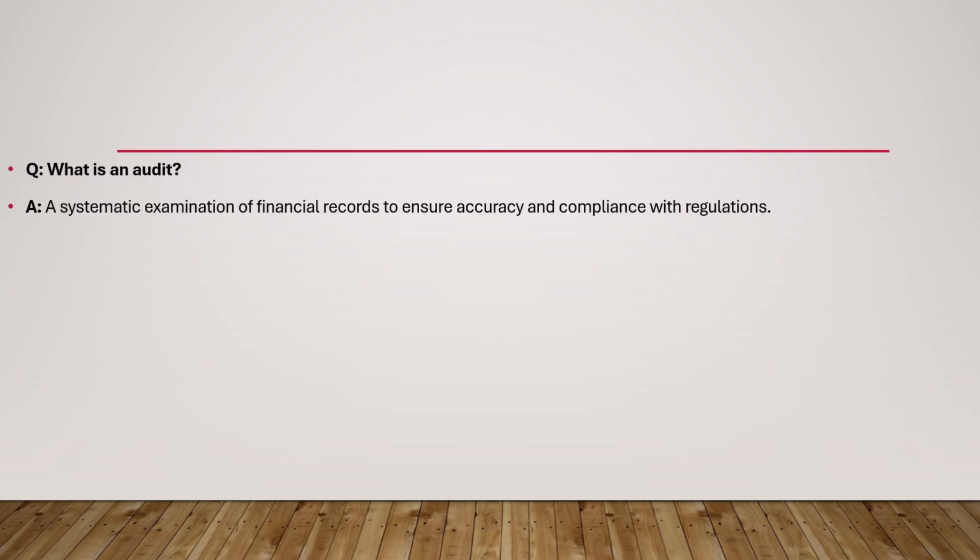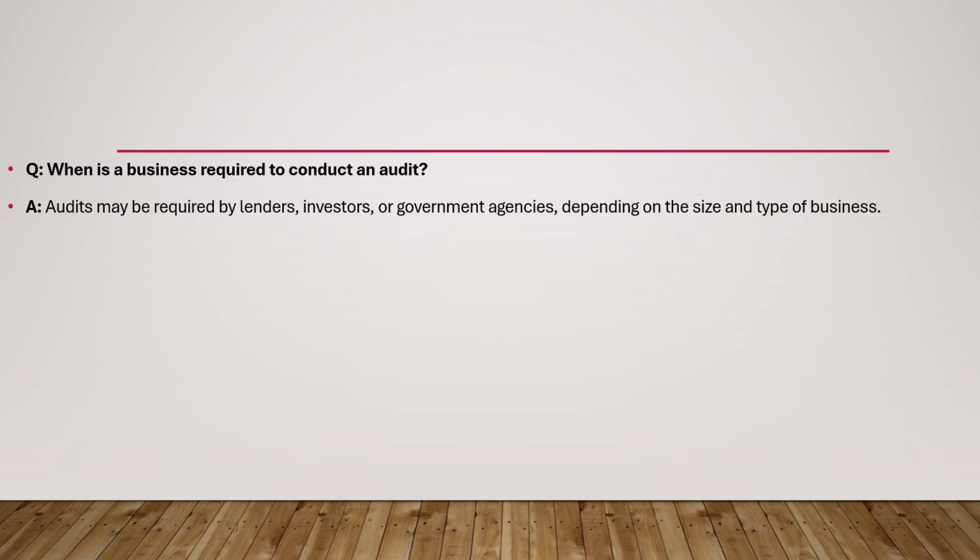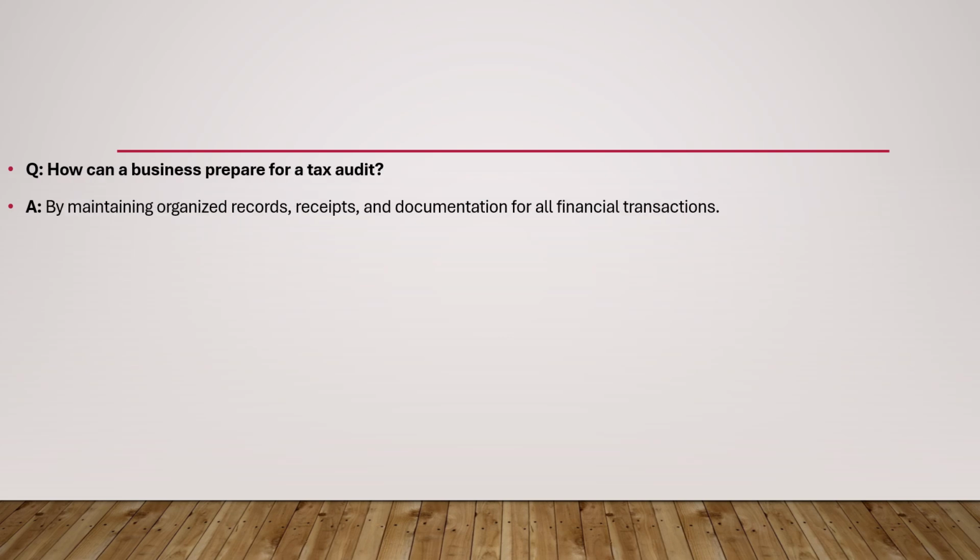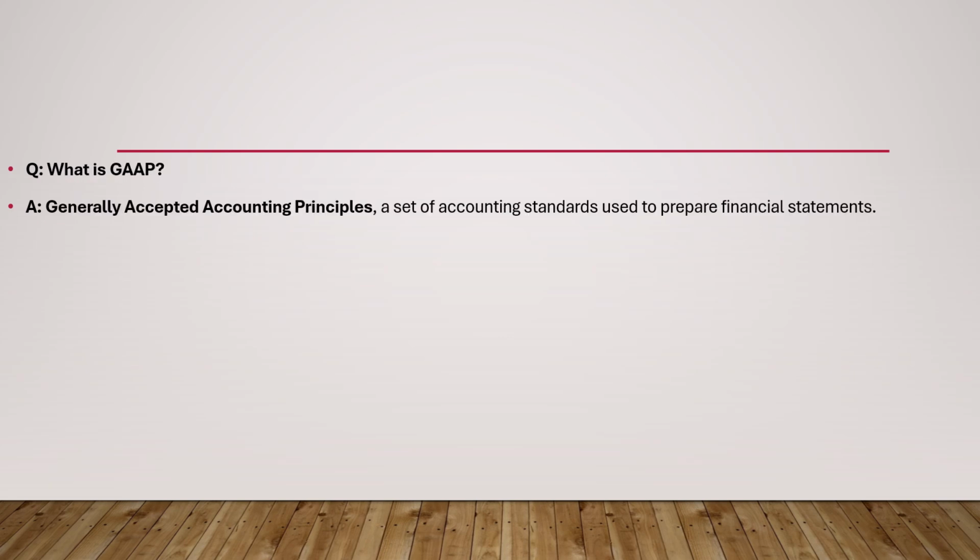What is an audit? A systematic examination of financial records to ensure accuracy and compliance with regulations. When is a business required to conduct an audit? Audits may be required by lenders, investors, or government agencies, depending on the size and type of business. How can a business prepare for a tax audit? By maintaining organized records, receipts, and documentation for all financial transactions. What is GAAP? Generally Accepted Accounting Principles, a set of accounting standards used to prepare financial statements.